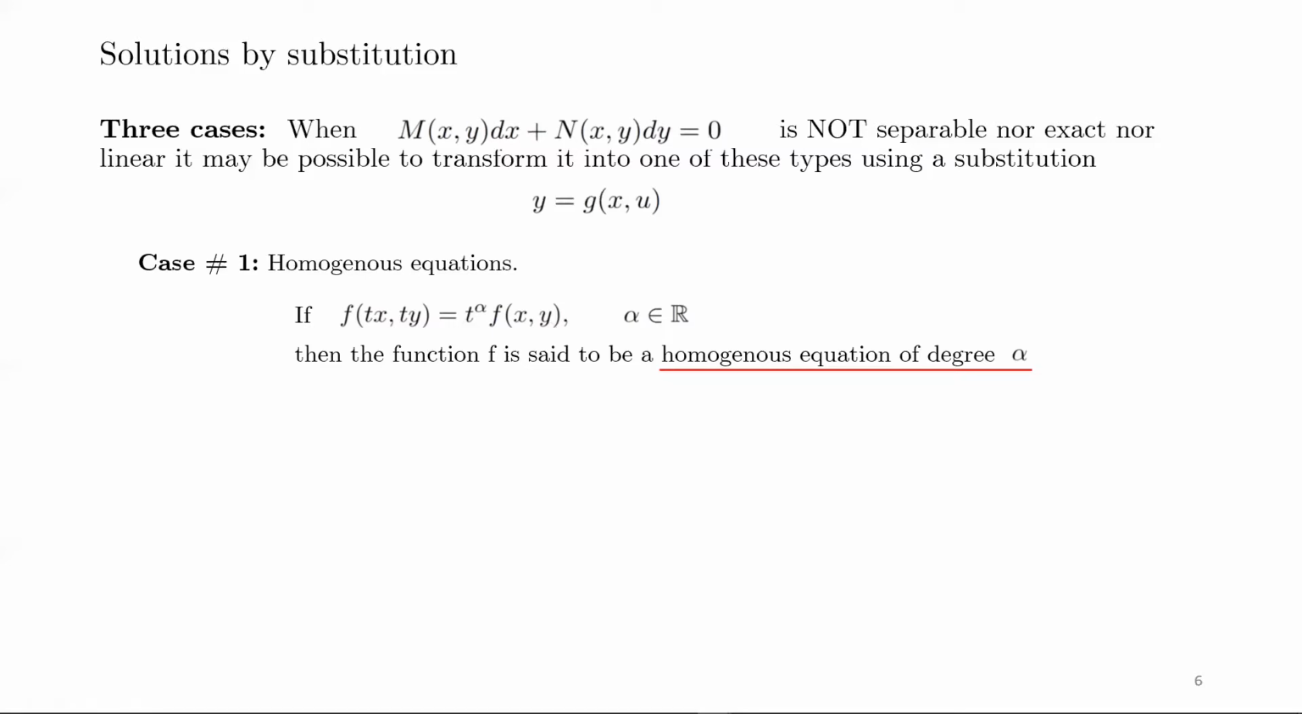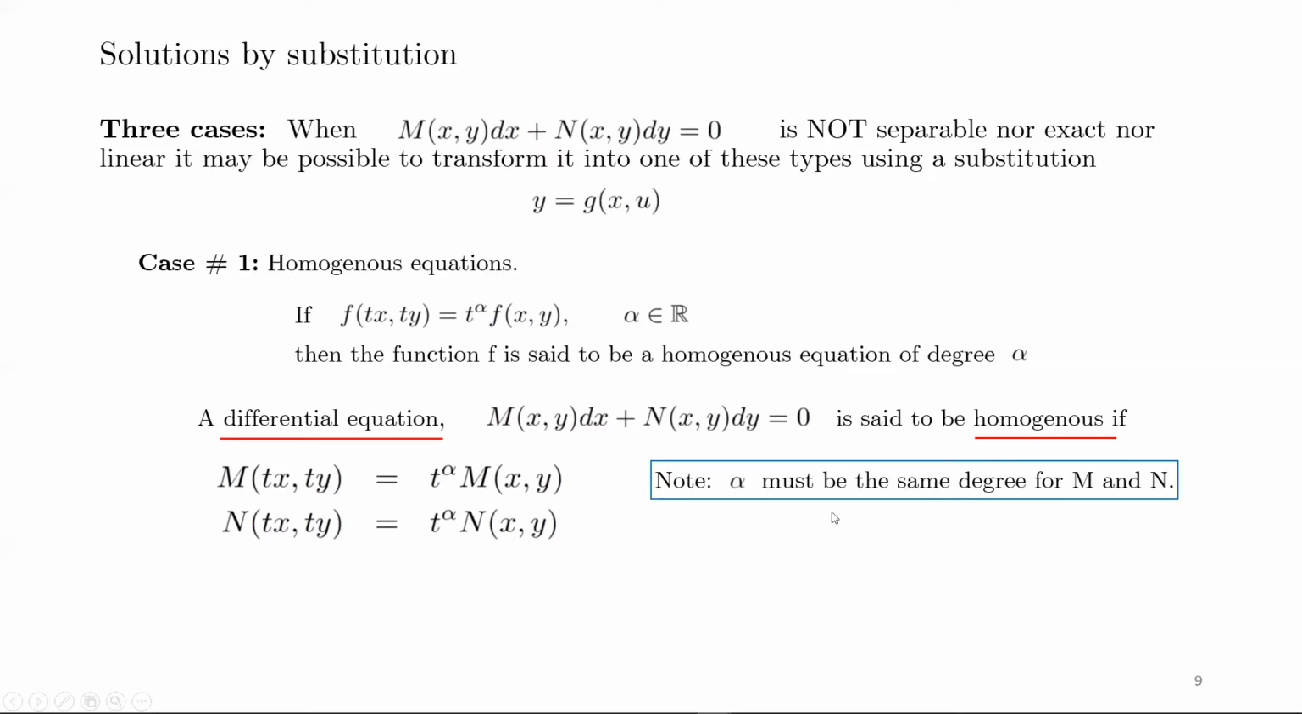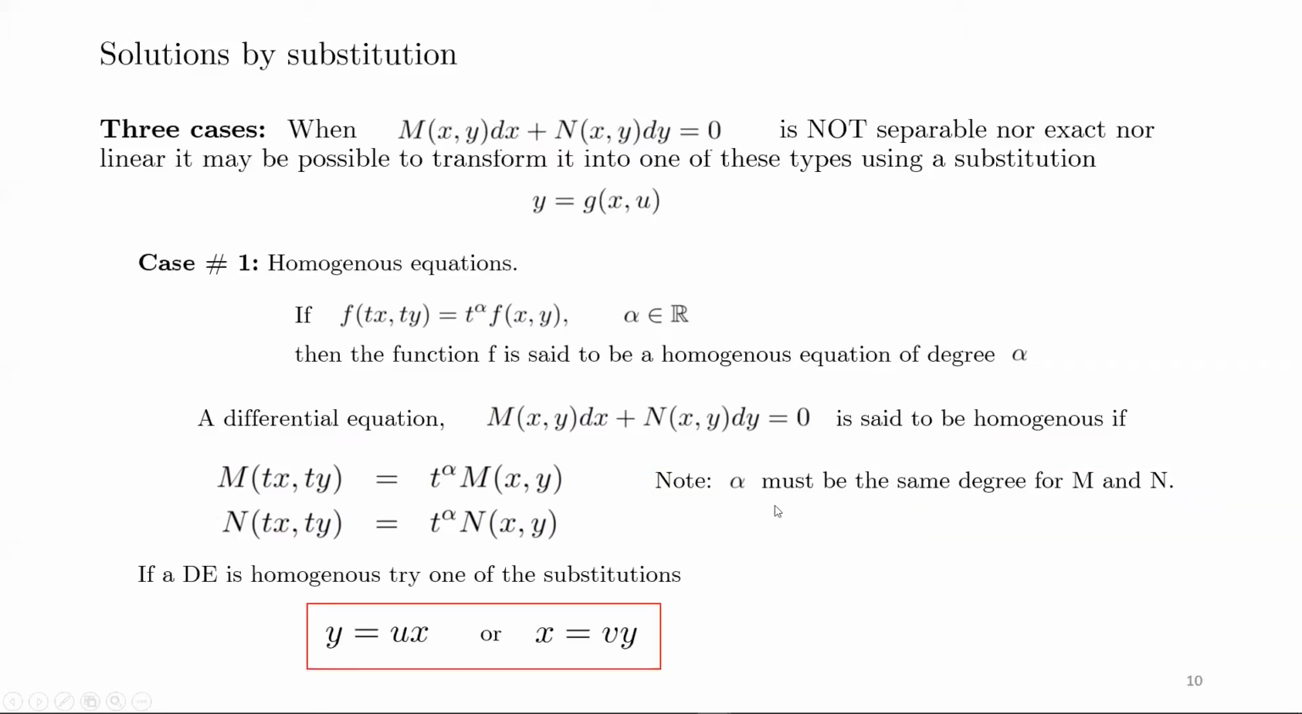In terms of an ODE, a differential equation is said to be homogeneous if, when we have these functions M and N, instead of evaluating them at the point x, y, we evaluate them at the point t times x and t times y, and we get t to the power of alpha times M at the point x, y, and t to the power of alpha times N at the point x, y, where alpha has to be the same degree for both M and N, then we say that this differential equation is homogeneous.